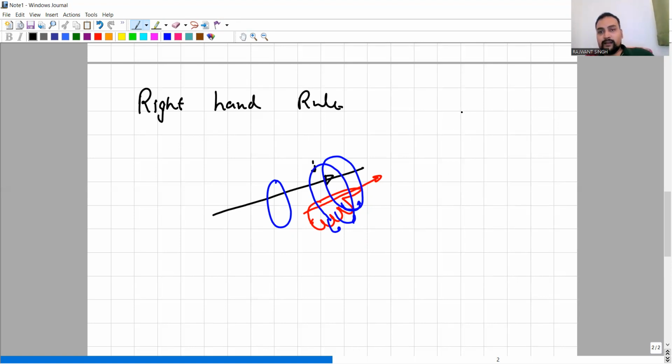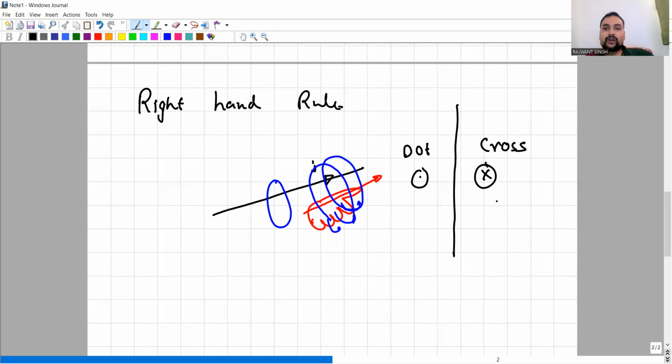Now, because you will be drawing this on your notebook, and a notebook is obviously a two-dimensional plane, so in that 2D plane, how would you represent a direction which is coming up or down? That is represented as something called a cross and a dot.